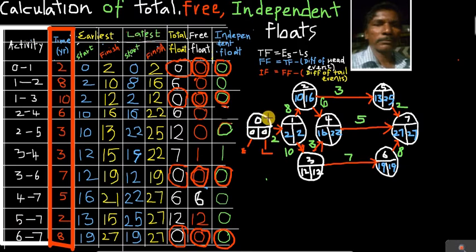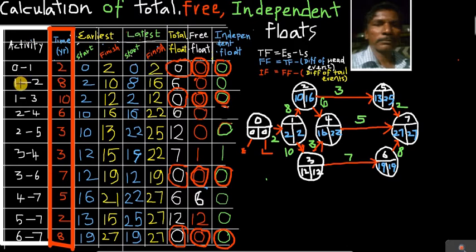In this particular event, this is the latest start time, and this is the latest finish time. So the latest start time for 0 to 1 is 0 and the finish time is 2. The latest start time is 0, finish time is 2.